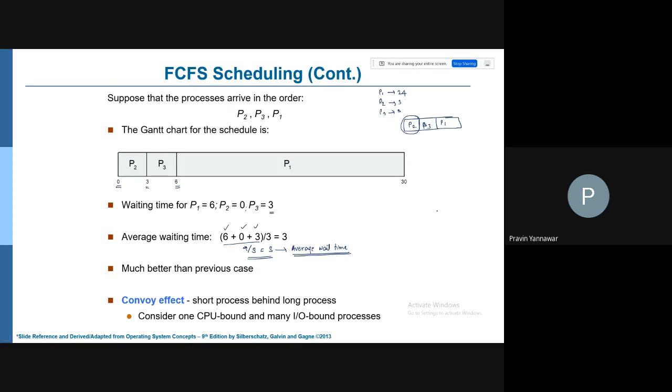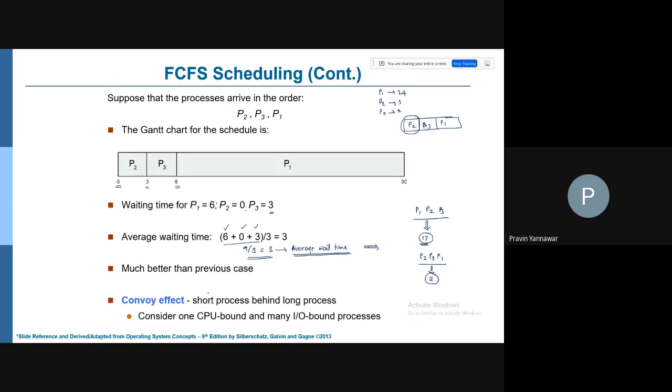In the previous case, when the order was P1, P2, P3, the average wait time is 17. But when the order is P2, P3, and P1, in this case it is 3. So 3 is a much better wait time than 17. This is much better than the previous case. This is called the Convoy effect.